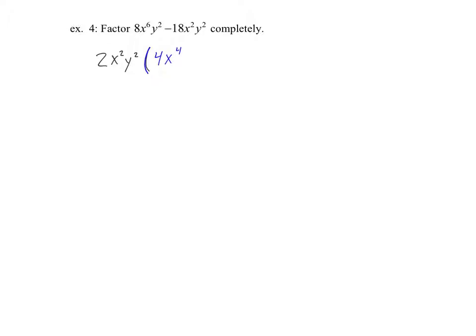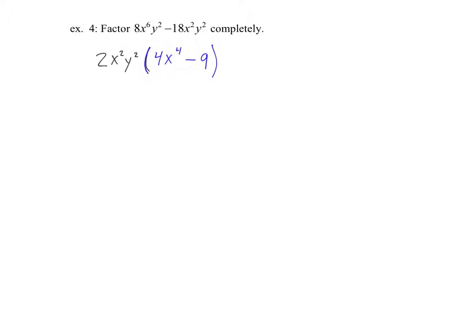All right, and I have a minus sign. 18 divided by 2 gives me 9. X squared over x squared, those cancel out. Y squared over y squared, those cancel out. And we can't quite stop yet, but we're getting close because this part here is going to be another difference of squares. We could square something and get this. We could square something and get that. We have a minus sign right there.